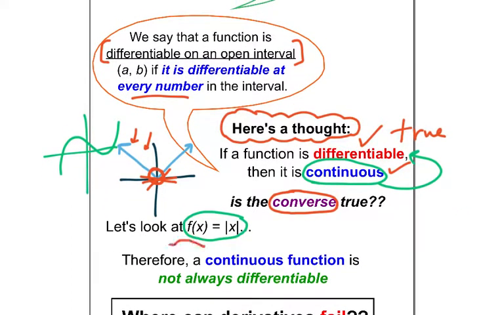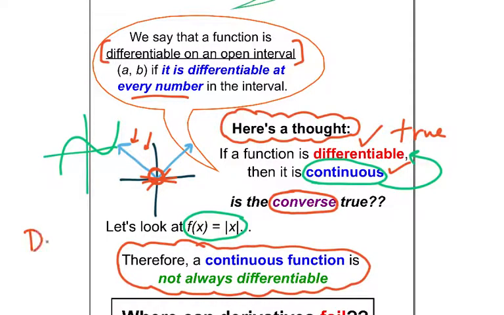So if you are differentiable, this is really important. If you're differentiable, you're continuous. So I'll say if D, then C. Yes. If you're differentiable, then you have to be a continuous graph. But if you're continuous, are you always differentiable? No, not always. Sometimes, but not always. And that's really important to take away.